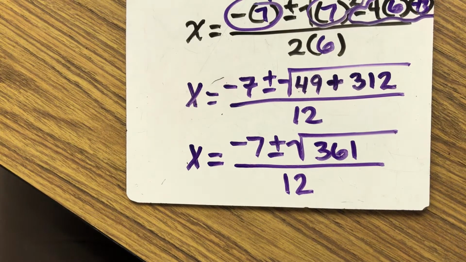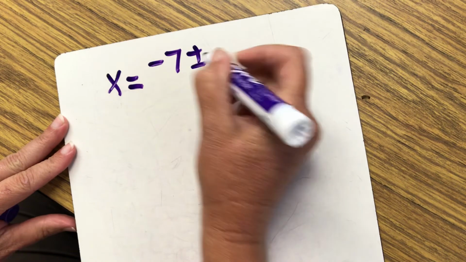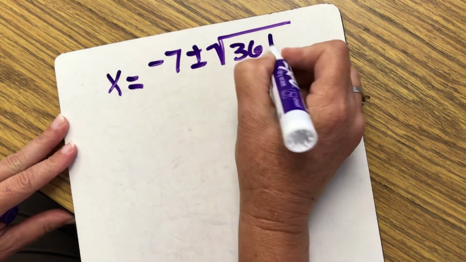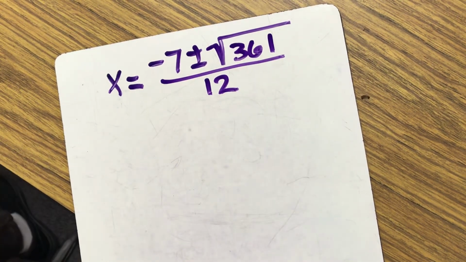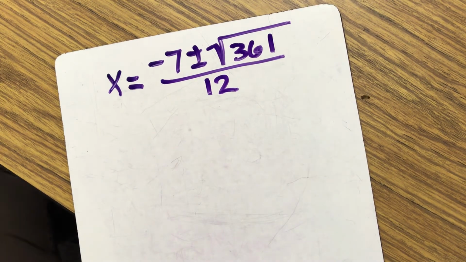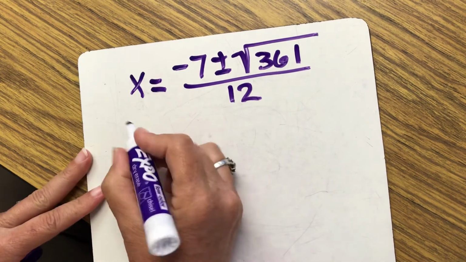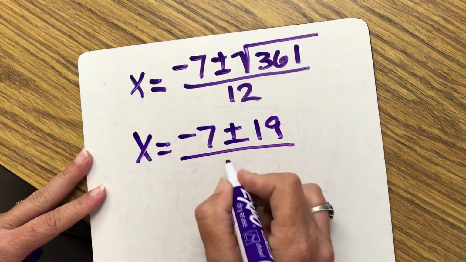So I'm going to continue on the next board. That just jumped off my desk. We have x equals negative 7 plus or minus the square root of 361 all over 12. Let me double check with my other board. Yes, I had it memorized. Okay, so now we know that the square root of 361 is 19. So let's keep going. Plus or minus 19 all over 12.